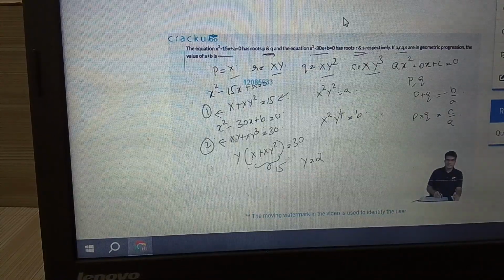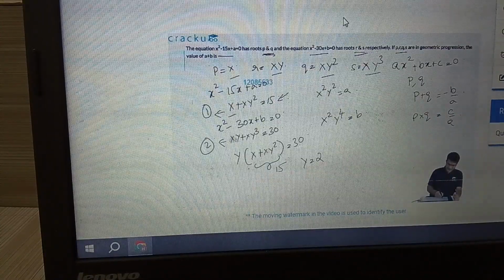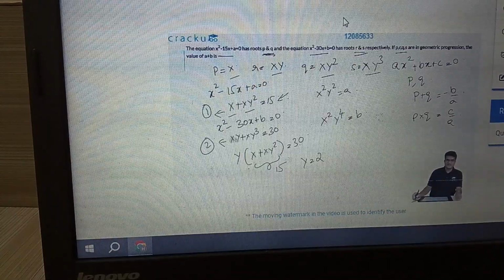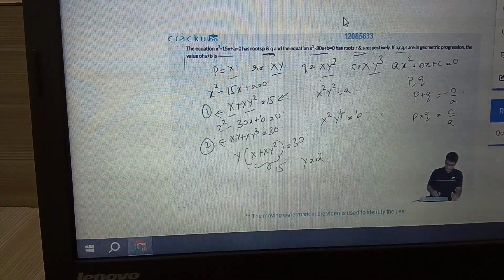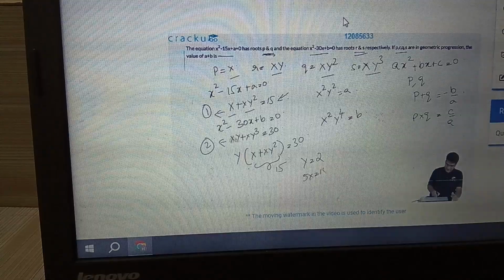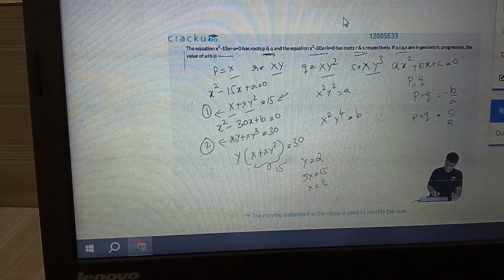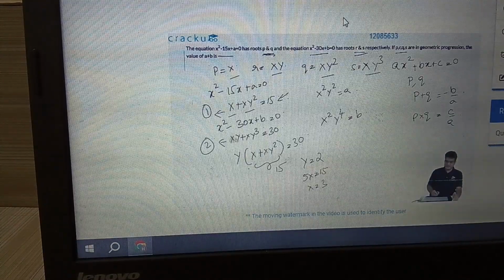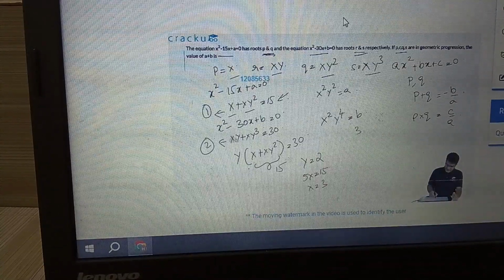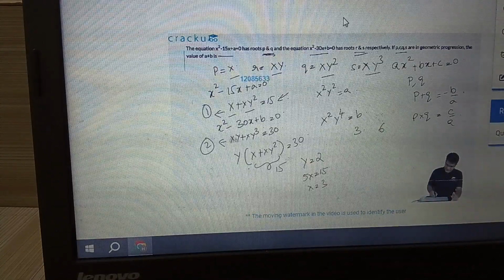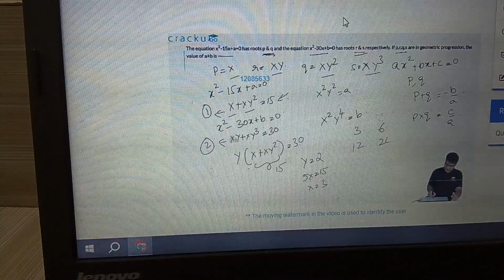Now if you substitute it in the first equation, it would imply that x plus xy squared, that is x plus 4x is equal to 15, or 5x is equal to 15, which would imply that x is equal to 3. So what are the four numbers? The four numbers are 3, 6, 12 and 24.